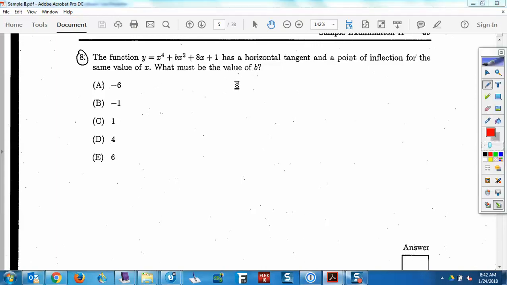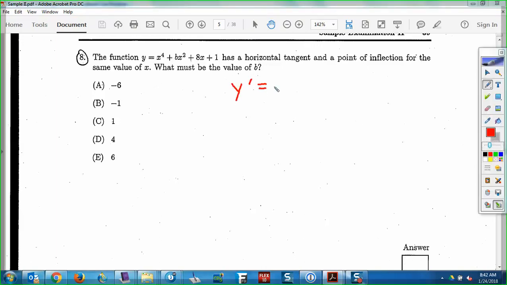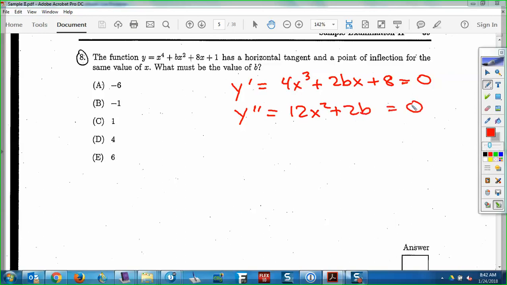So we start with y prime, which is 4x cubed plus 2bx plus 8, and we're going to want to set that equal to 0. Then y double prime is going to be 12x squared plus 2b, and we're also going to want to know where that is 0. So we're going to want to know both of those things. Okay?